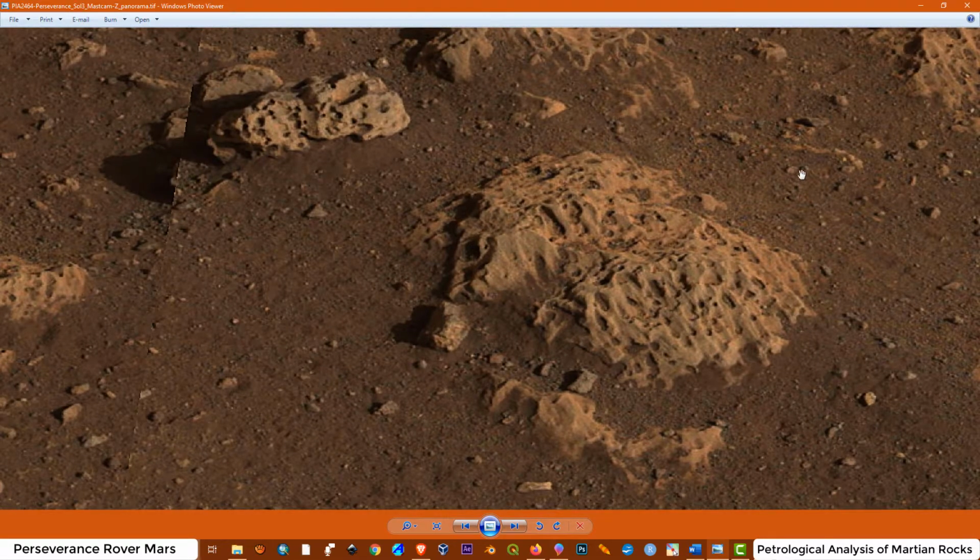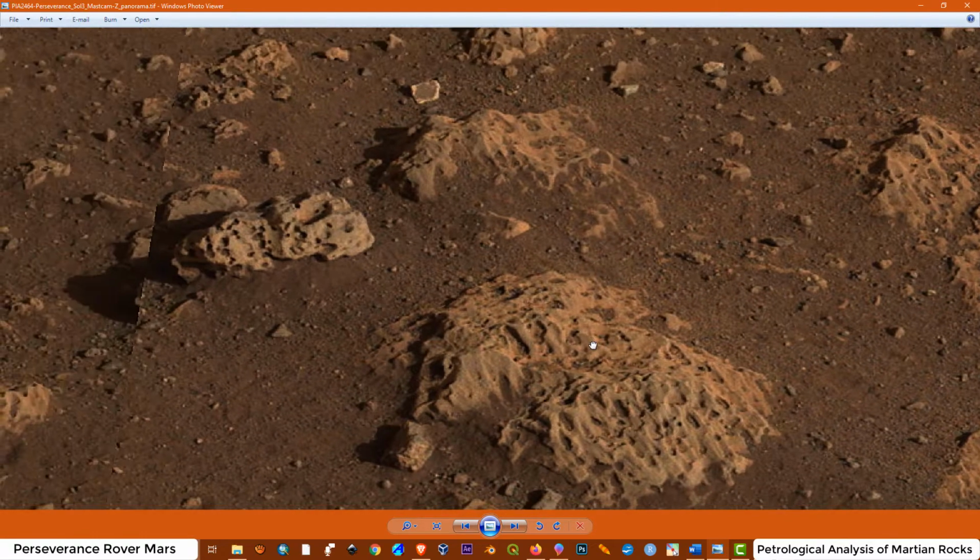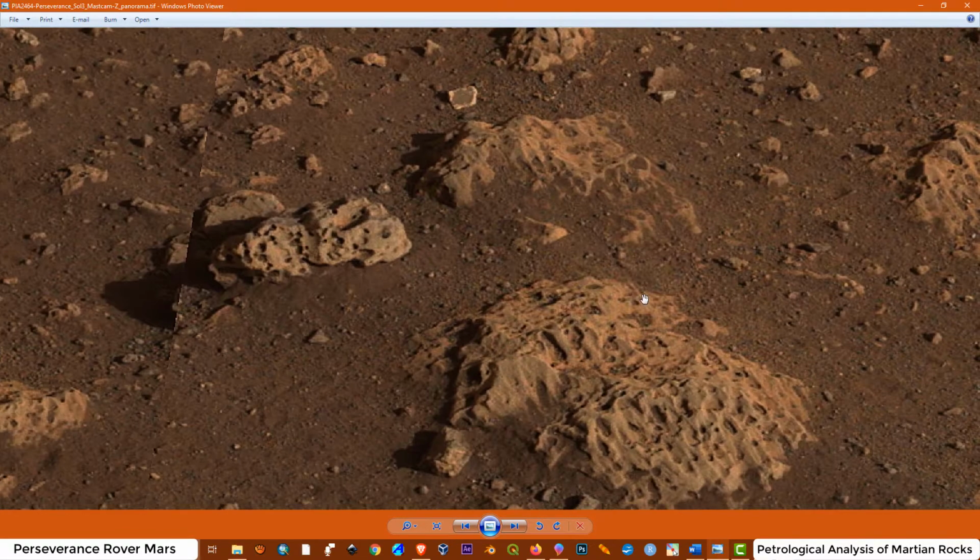However, all these explanations don't discard the possibility of having Martian volcanic rocks with this type of porosity. We have to be aware that the physical properties of the Mars atmosphere are totally different from the physical properties that we have on Earth.